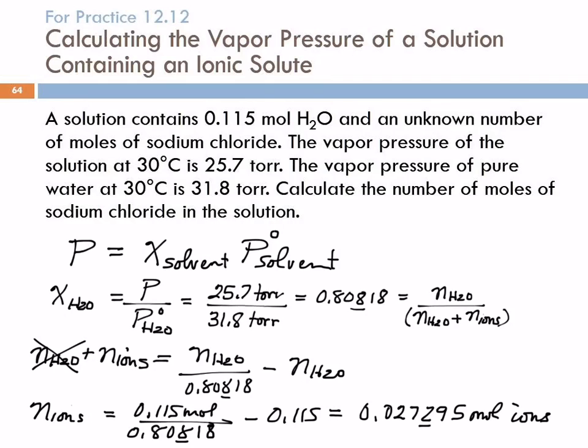If I have that many moles of ions, how many moles of sodium chloride do I have? I need to divide by 2, right? Each unit of sodium chloride that dissolves produces 2 ions. So I have twice as many ions as I do moles of sodium chloride. So I take this and divide by 2, and that is my number of moles of sodium chloride. Any questions?